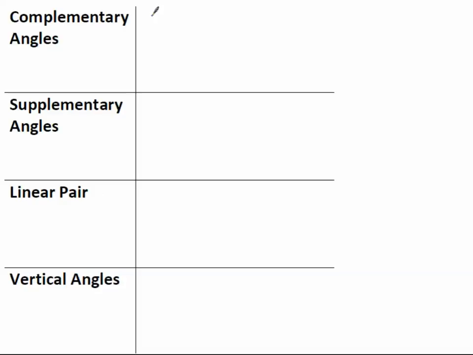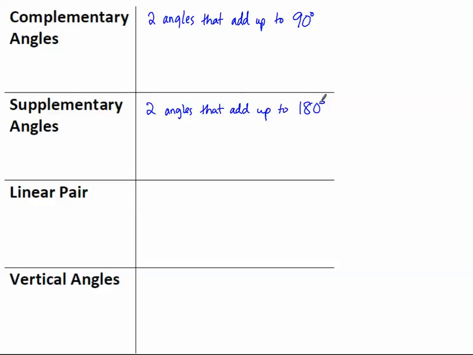Complementary angles. These are two angles that add up to 90 degrees. Supplementary angles are two angles that add up to 180 degrees. They can be adjacent, but they don't have to be.